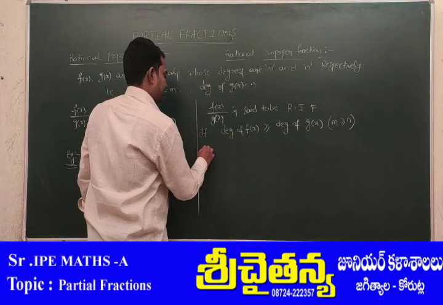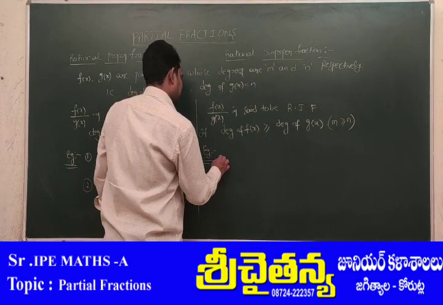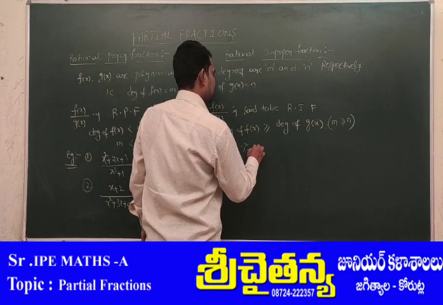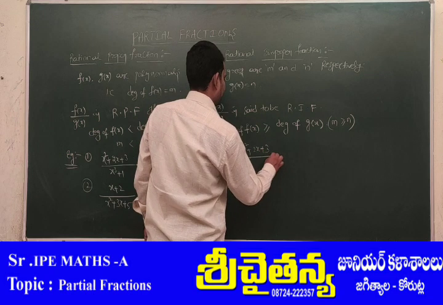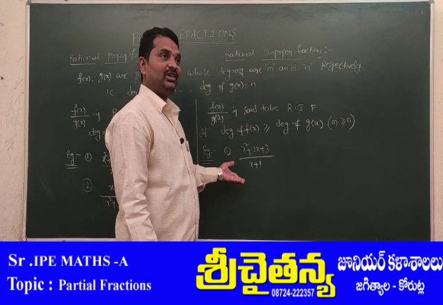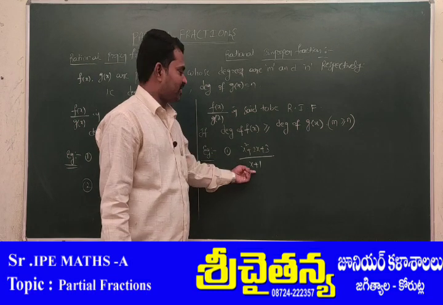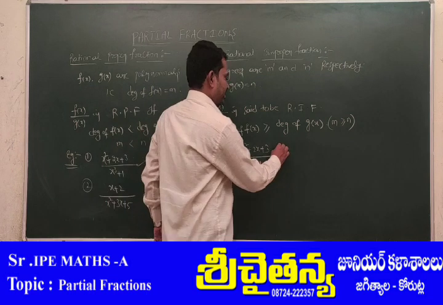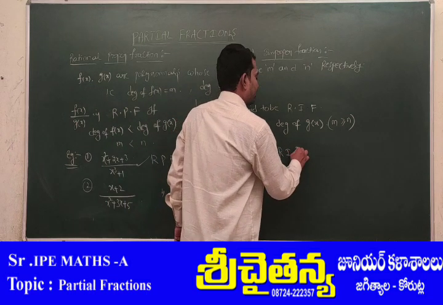Now let us take an example. The first one is x square plus 2x plus 3 by x plus 1. What is the degree of the numerator? 2. What is the degree of the denominator? 1. 2 is greater than 1. So this is known as a rational improper fraction.